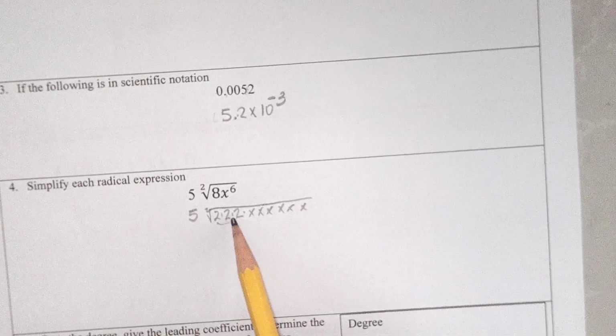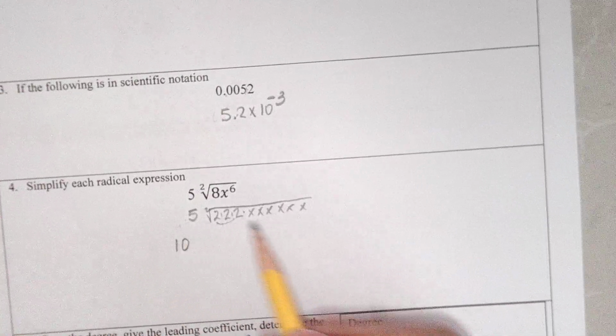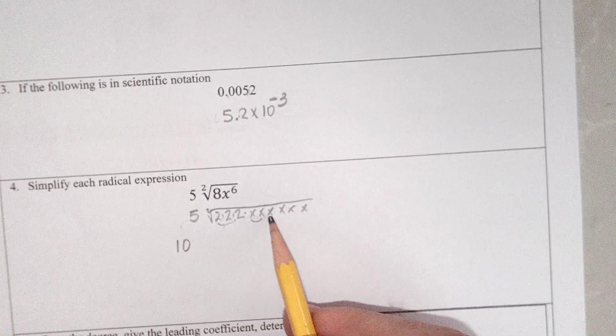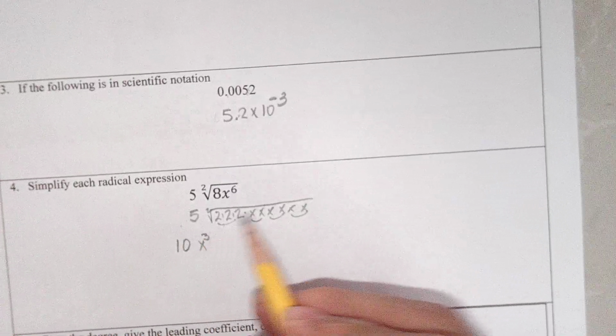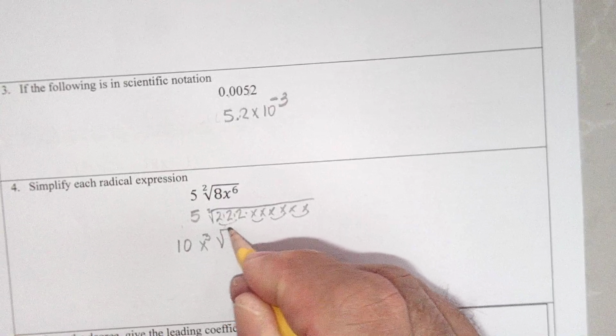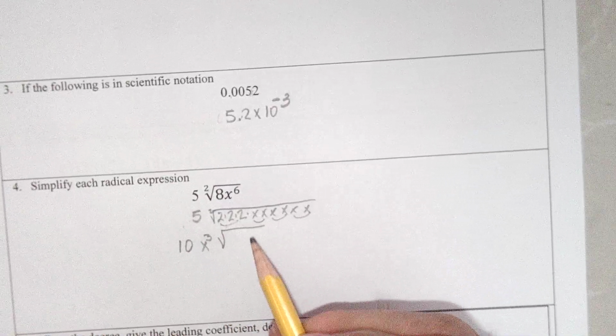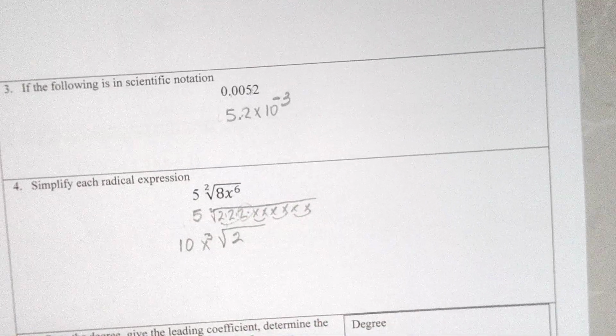So there's a pair of 2's, comes out as a 2. So 2 times 5 is 10. A pair of x's, a pair of x's, and a pair of x's. That's 3 of them, so that's x to the 3rd. Square root. I don't need to put a 2 in for the square root. There's 1, 2 that we weren't able to take out.